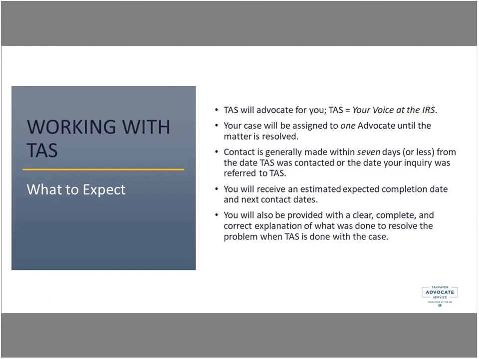You may receive an estimated expected date of completion. You'll receive a next contact date, but these dates can vary sometimes depending on different factors: your response rate to our request for information, the number of IRS business units involved in the resolution, IRS response rates, delays, and much more. Throughout the case, you can be expected to be contacted every 30 to 45 days, again, depending on the type of tax issue. The case advocate will inform you of your next contact dates.